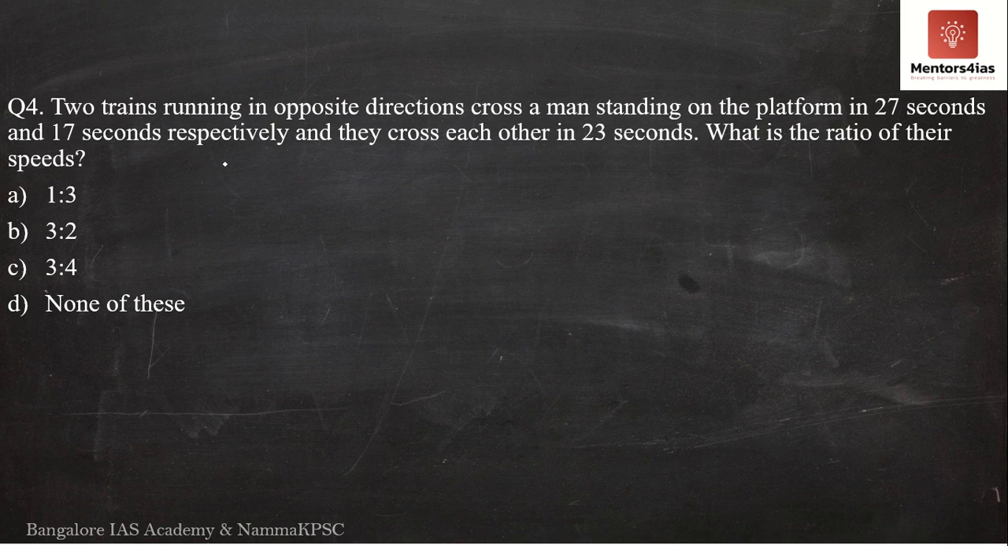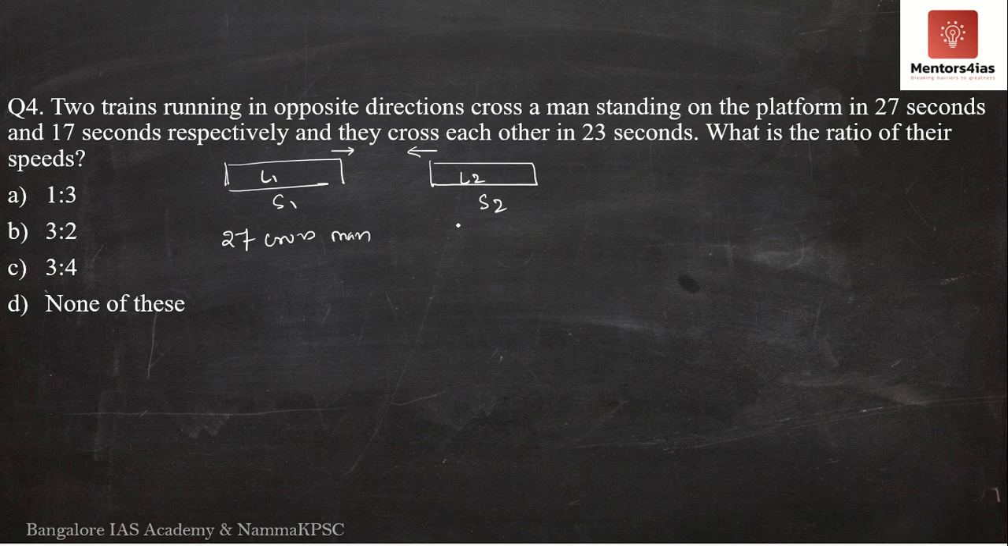What the question is saying is that there are two trains, okay, of length L1 and of length L2, moving at speeds S1 and S2. I'm assuming the lengths to be L1 and L2 and the speeds to be S1 and S2. Now, both the trains are moving in the opposite direction. So, the first train takes 27 seconds to cross a man standing on the platform, whereas the second train takes 17 seconds to cross a man standing on a platform.